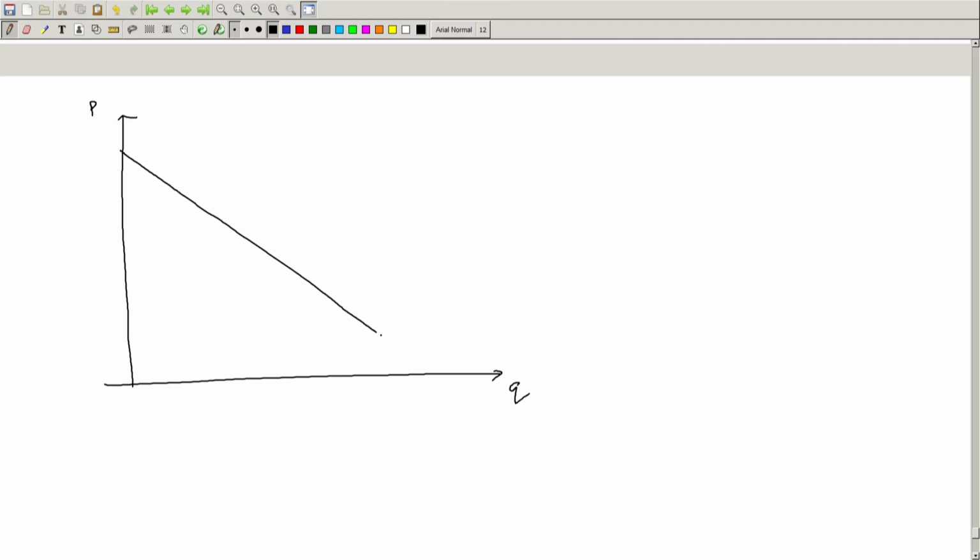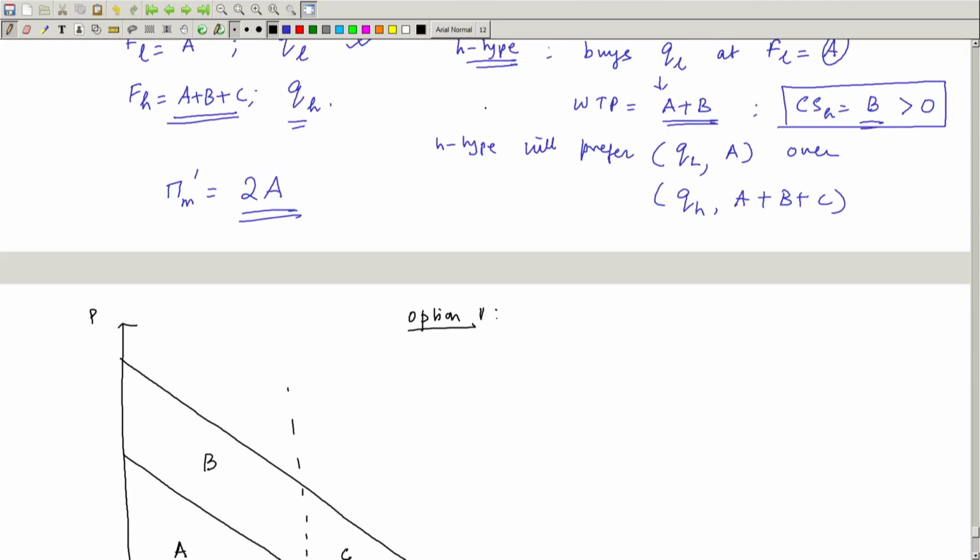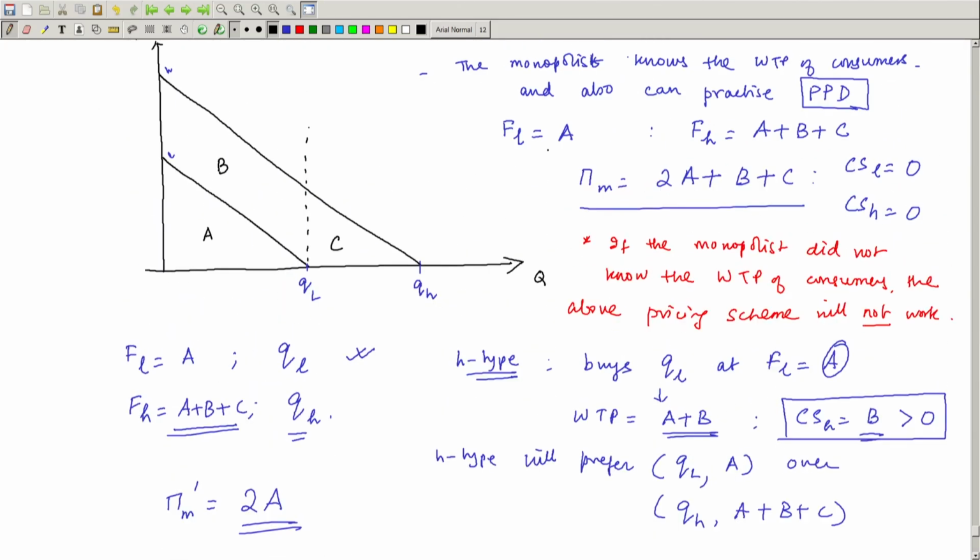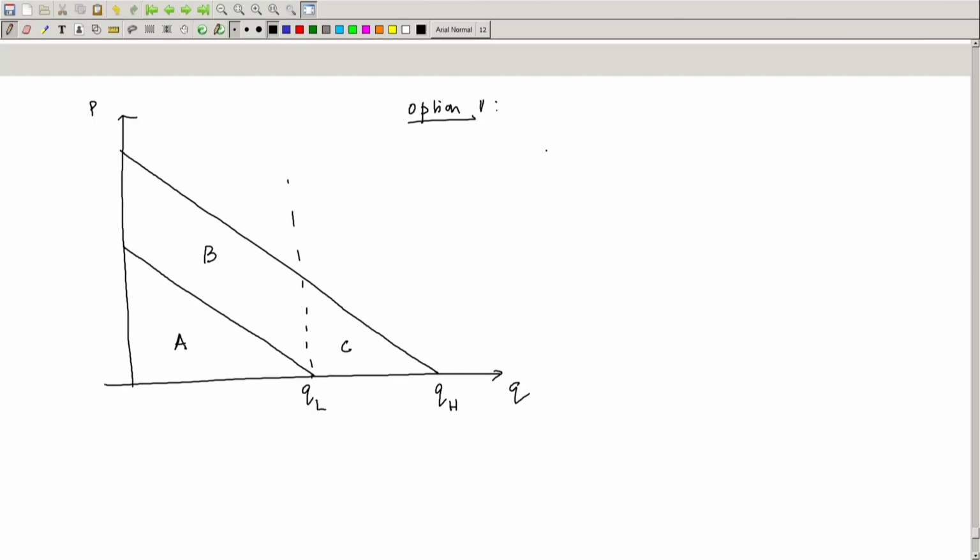So, this is H type and this is L type. So, this is QL and this is QH, and as before I have A, B and C. One option for the monopolist is the following. Suppose, so what did I know? The source of the problem is that the H type consumer is getting a surplus of B rupees, right.